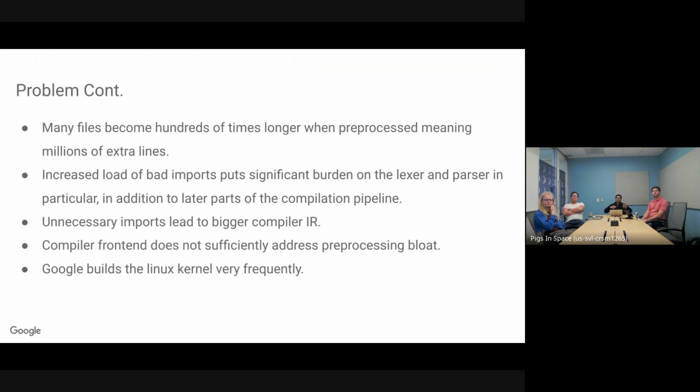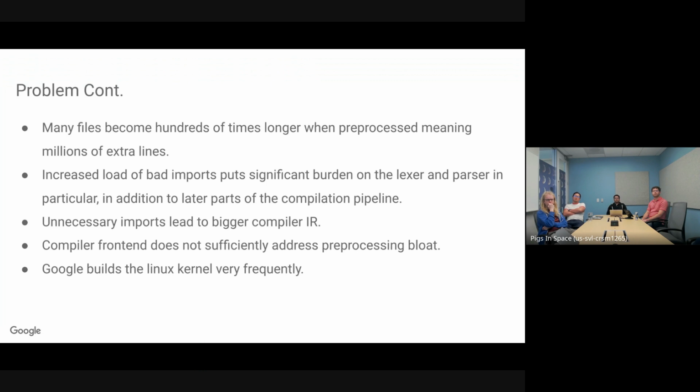When we do our analysis, we see many files become hundreds of times longer when pre-processed. This means millions of extra lines. The Linux kernel, when it's fully pre-processed for an x86 defconfig, has almost 150 million lines or 300 million lines. That's a very high number. If we can cut down a few percent of that, that will decrease the load on our lexer and parser, and that leads to better performance during those phases of compilation and also future parts of compilation.